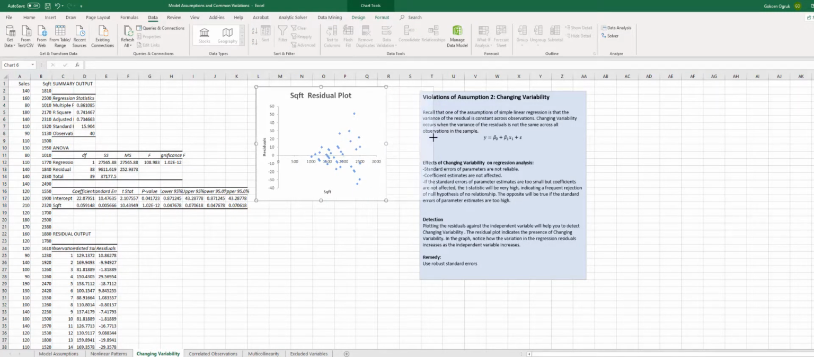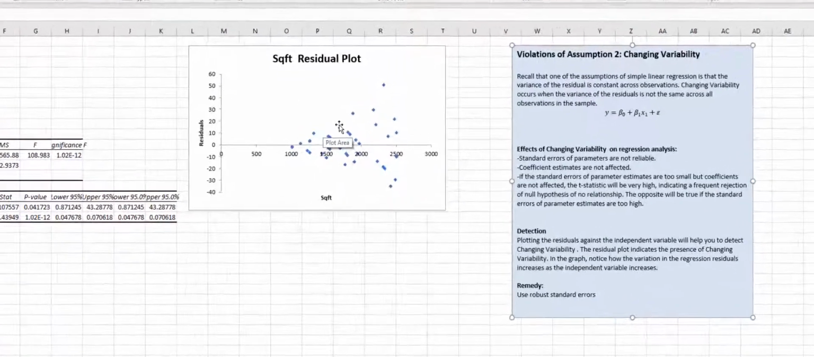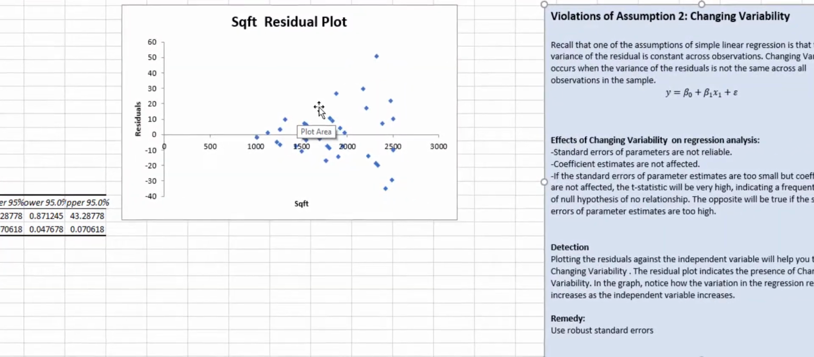Let's make this graph bigger. Now you can see the residual plot of the estimated model. Note that the residuals seem to fan out across the horizontal axis. Therefore, we conclude that changing variability is a likely problem in this application relating sales to square footage. This result is not surprising because you would expect sales to vary more as square footage increases.